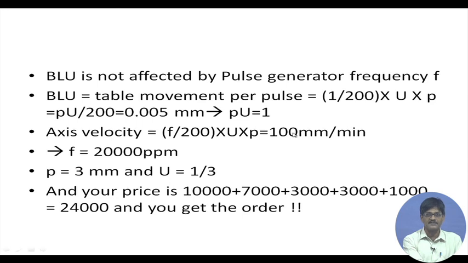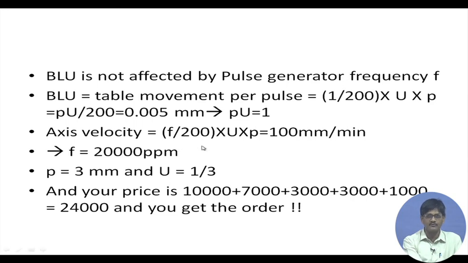So, this is the axis velocity in millimeters per minute, and it should be equal to 100. We are equating this equal to 100. So, we get essentially two equations, one is Pu equal to 1, and from here we can put Pu equal to 1. So, that F will be equal to 100 into 200, which means 20,000 pulses per minute.